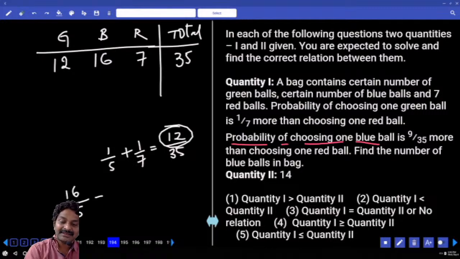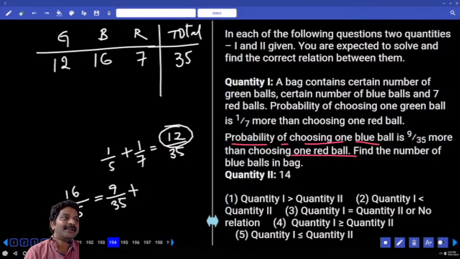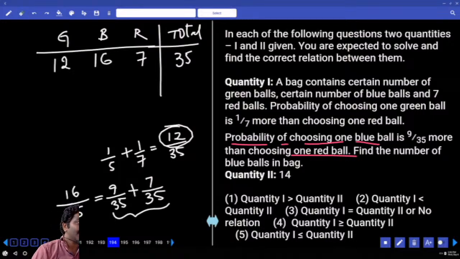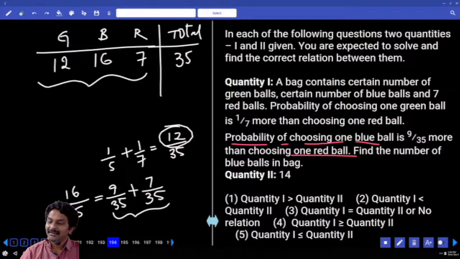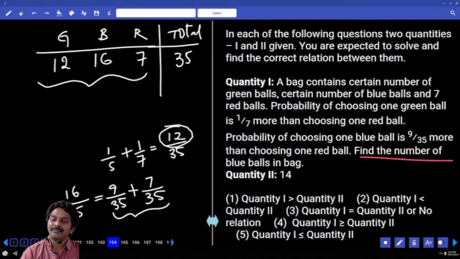That is 9/35 more than choosing one red ball. How many red balls are there? Choosing one red ball possibility is 7/35 only, and the left hand side and right hand side values are both the same. Yes, so hence these are our actual numbers only, right? Now what is the question? Find the number of blue balls in a bag. How many blue balls are there in a bag? 16.